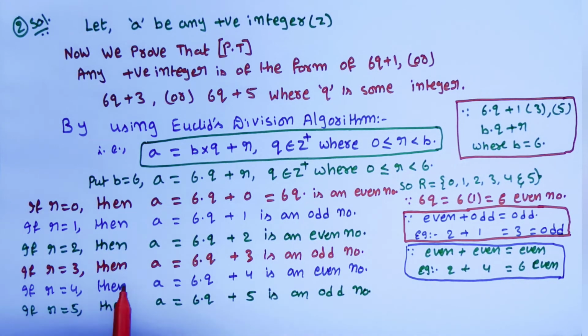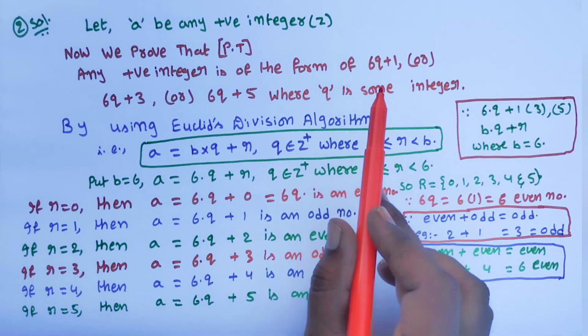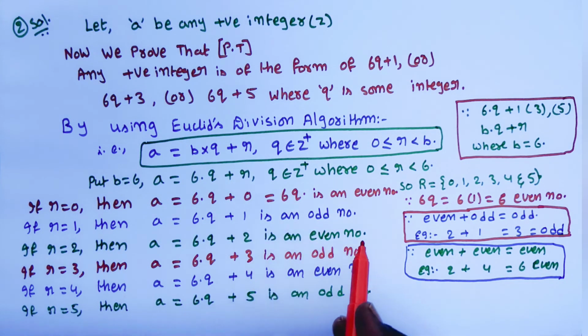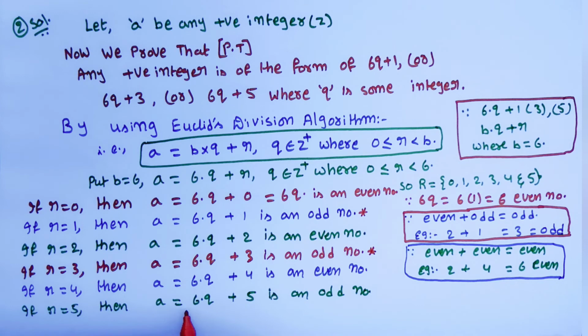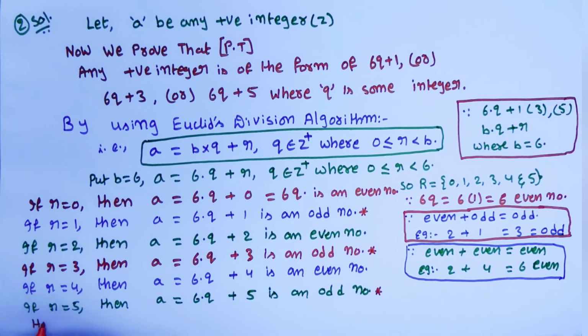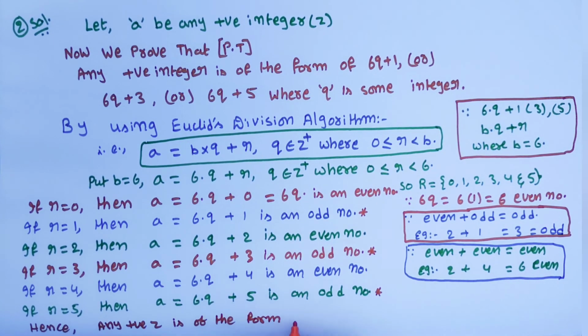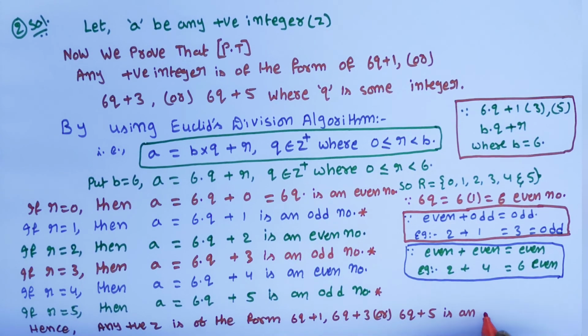Now we observe where the odd numbers are. Observe, any positive odd integer is of the form 6q plus 1, 6q plus 3, 6q plus 5, and these are odd numbers only. That is, 6q plus 1 is an odd number only, 6q plus 3 is also an odd number, and 6q plus 5 is also an odd number. Clearly, hence any positive odd integer is of the form 6q plus 1 or 6q plus 3 or 6q plus 5.